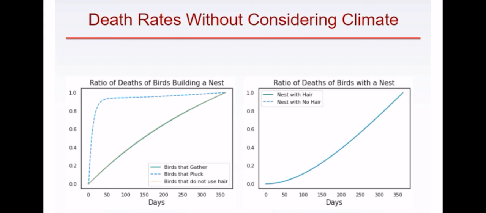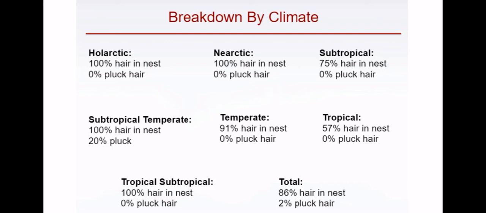However, the graph on the right shows that out of the total population of birds, the death rates of birds with hair in their nest and birds without hair in their nest are almost exactly the same. Earlier in this presentation, we discussed that one possible benefit to having hair in the nest could be warmth. In order to see if this is actually a benefit, we broke down the population by climate. And then from there, we broke down the climate into groups of birds with hair in the nest and birds that do not have hair in the nest.